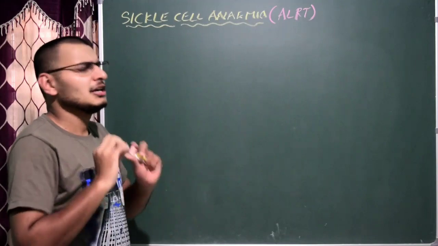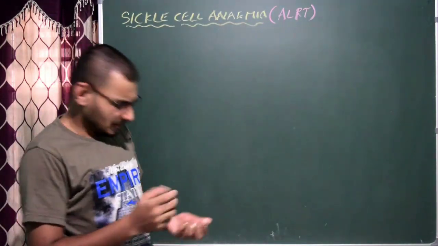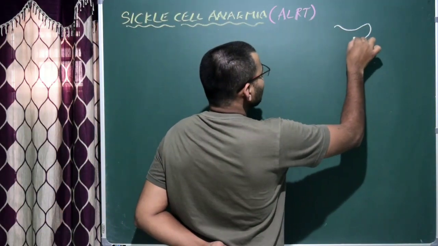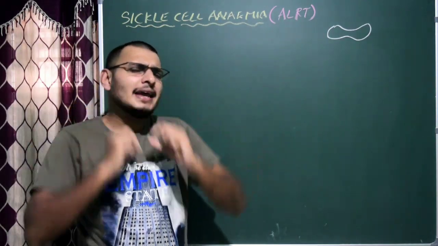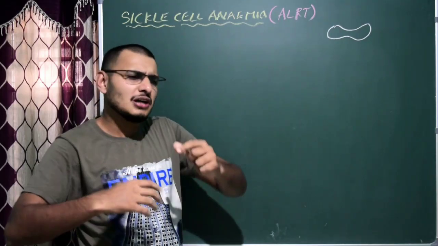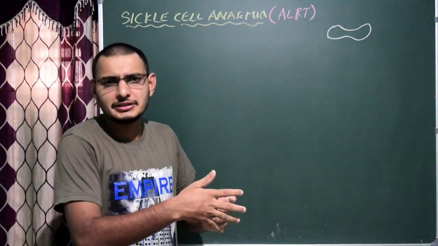Listen to me carefully. It's very easy. The thing is, we all know the shape of the RBC. First, I write the shape of the RBC. The RBC is a kind of biconcave structure. It's like this. Why is it biconcave? The reason is very simple. In a normal condition, the RBC can roll and it can easily sneak between the capillaries.